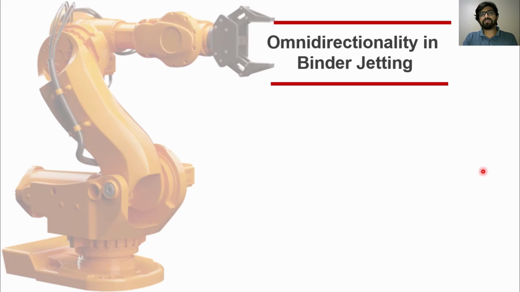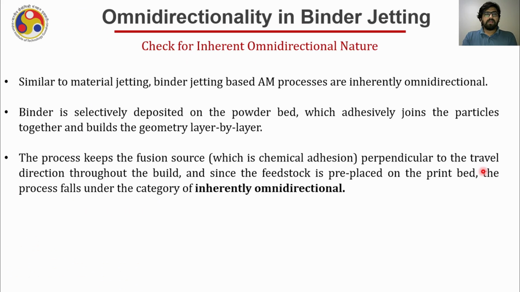So let us now discuss the last process, that is the omnidirectionality in binder jetting. Similar to material jetting, binder jetting additive manufacturing processes are also inherently omnidirectional. In binder jetting, we know that there is a nozzle which injects the binder onto the pre-placed powder, and each time the nozzle is always perpendicular to the powder bed. As it is always perpendicular, the angle between the travel direction and the fusion source will always be 90 degrees, and VF is already 0 because you are using a powder bed which has pre-placed powder. And as the angle between VS and VD is going to be 90 degrees throughout, the process will be inherently omnidirectional.